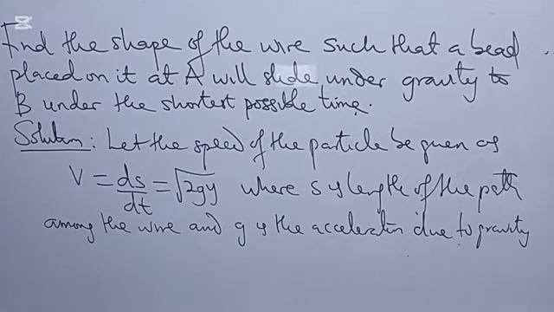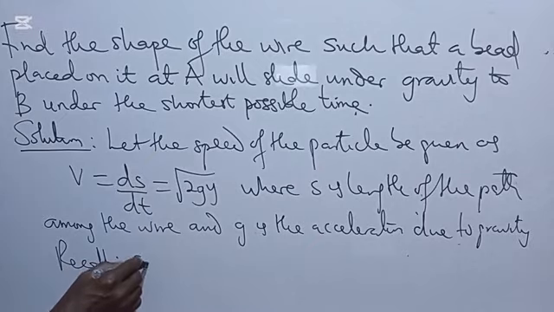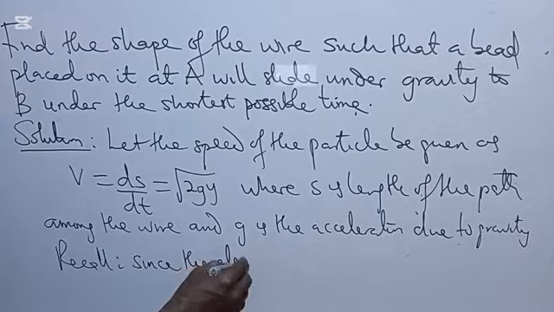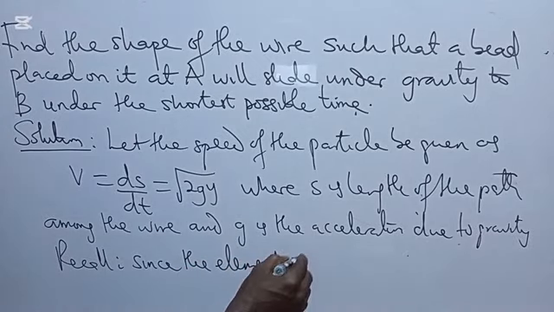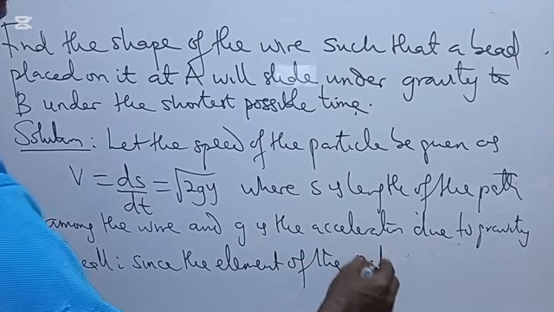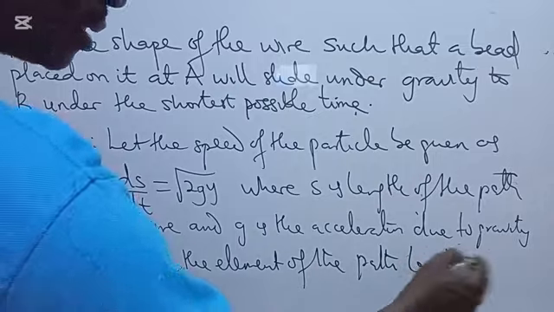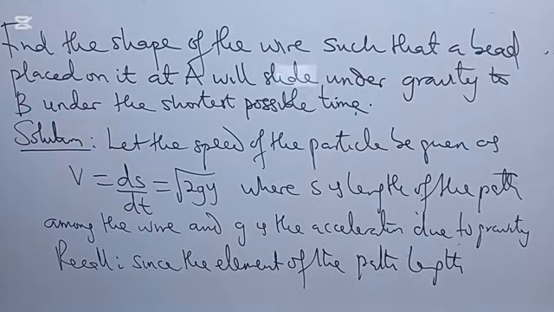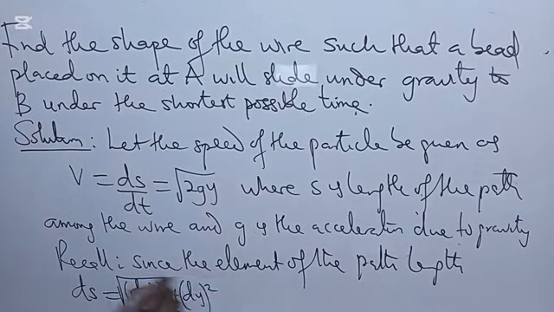Okay. Now, what do we do? Since the element of the path length, that is ds, you can remember that very well. Our ds is equal to, since the element of the path length, can we see that? It will be equal to, remember, dx squared plus dy squared, all under the square root.